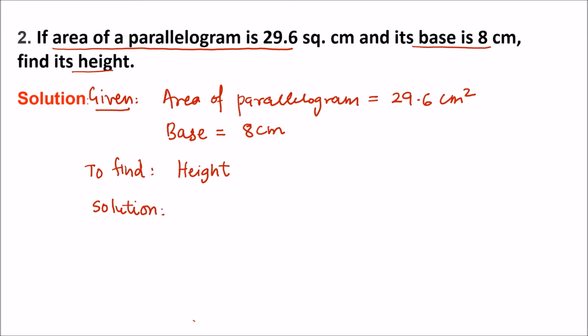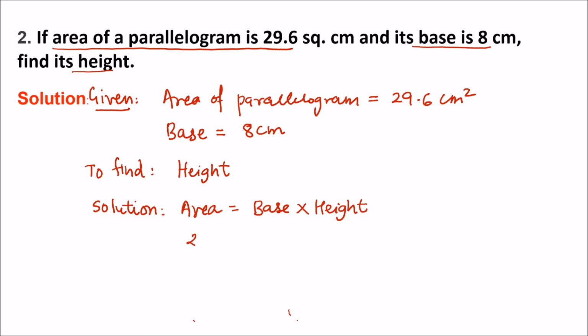Okay, so in this question, area of a parallelogram is given. So definitely we are going to use the formula for area of a parallelogram. So area equals base into height. Okay, area of a parallelogram is base into height. Correct? It is a formula. Now what we are going to do here, at the place of area, we will write 29.6, right?